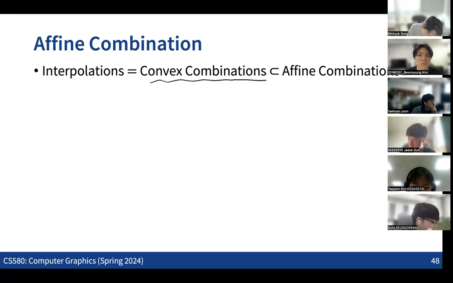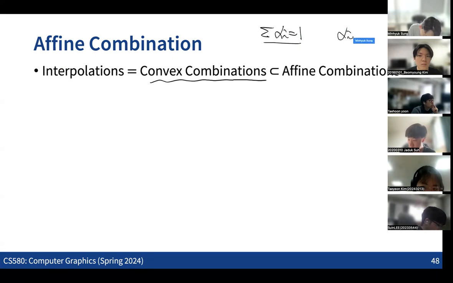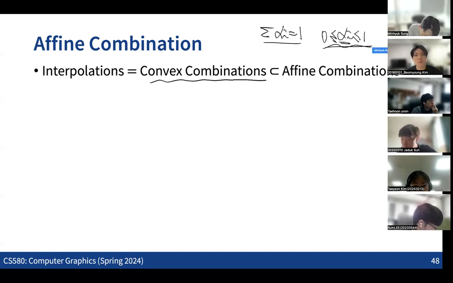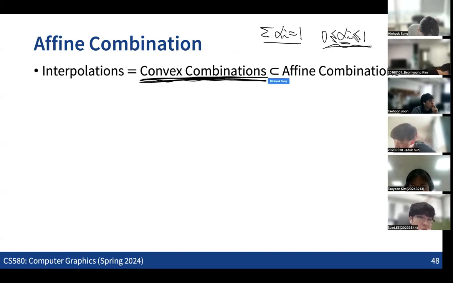So even if we are not having the constraint that the sum of the weights is 1, we also have some constraints that the weights should be in the range of 0 to 1, right? So for the barycentric coordinates, we cannot have negative weights and also weights greater than 1. This is the case of a subset of the affine combination, which is called the convex combination.